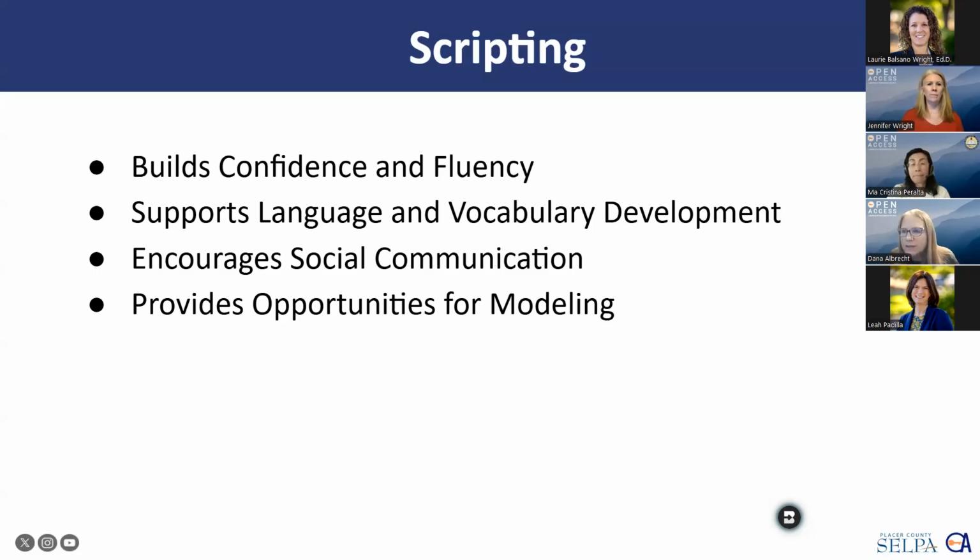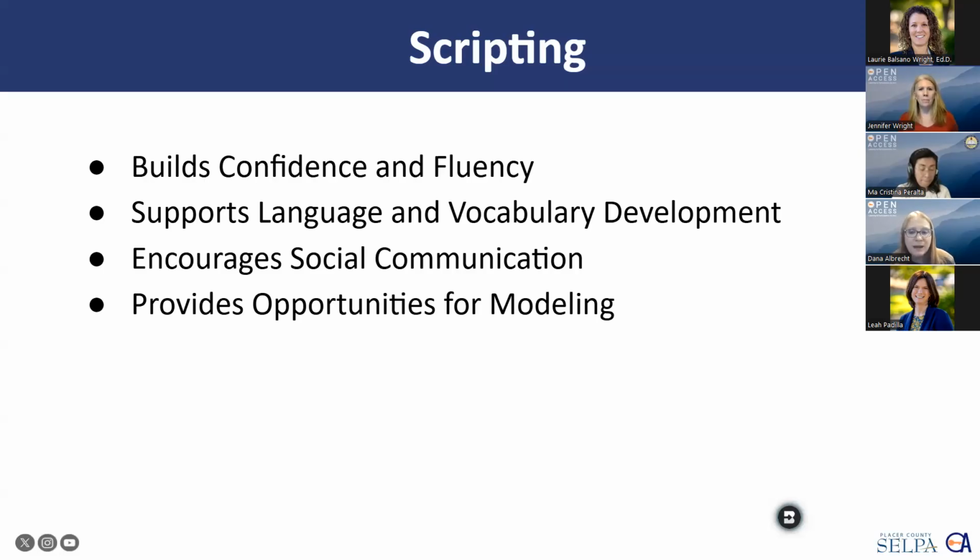So when are some times that we might use scripts? Well, we can use them for greetings, as I mentioned, and it's more than just saying hello. You say hello and you say, how are you? And then you might respond to that, right? You might use scripts during something like shared reading, saying something like, I like this part. And then maybe the next thing you might say would be, let's turn the page. And then the next one might be, keep reading, please.